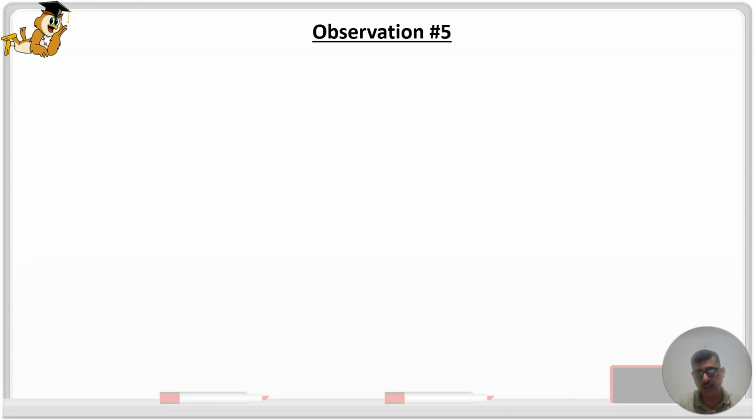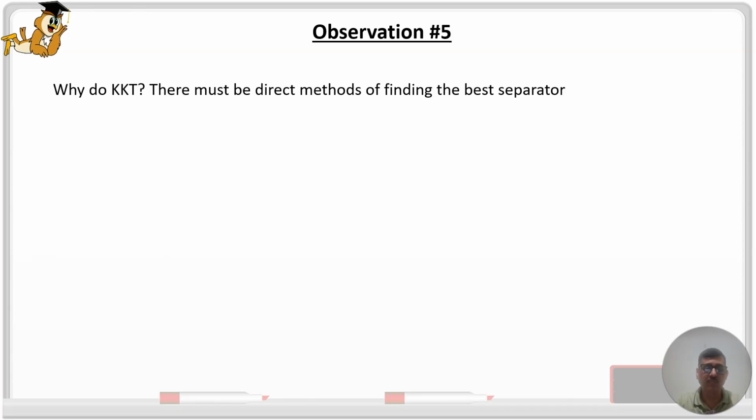Observation number 5. This is a tricky one. Hopefully at this point some of you share this question. Hopefully some of you have been troubled by this question. Why should we do this whole KKT business at all? Isn't there a better direct method of finding the best separator? Or is the KKT mechanism the only way or the best way of finding this so-called best separator that maximizes the margins?